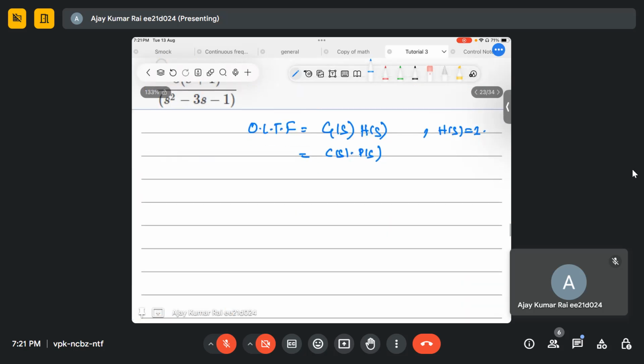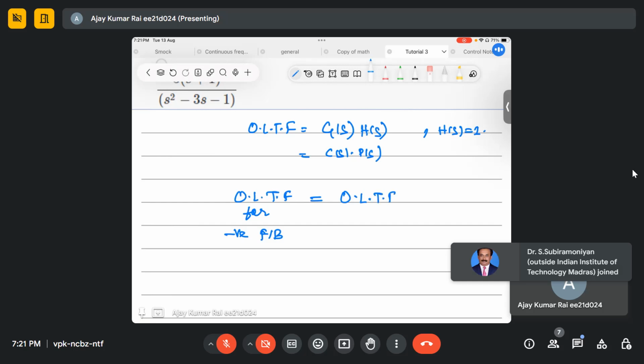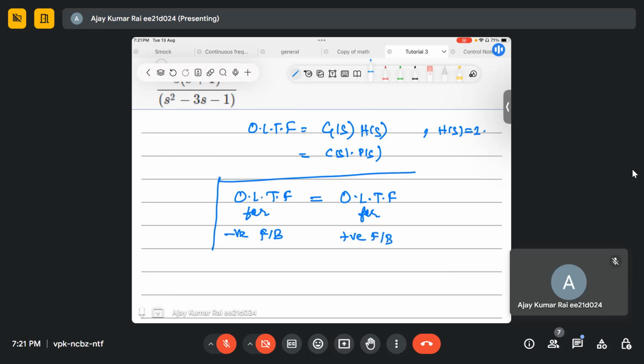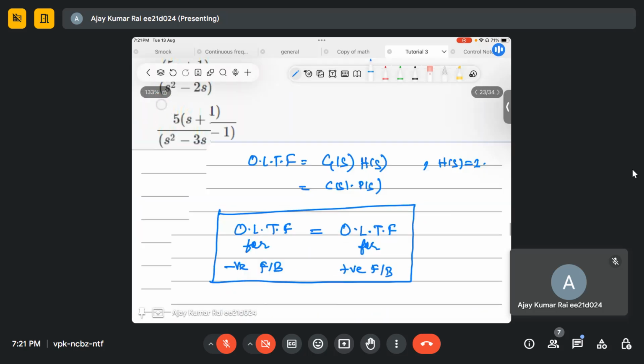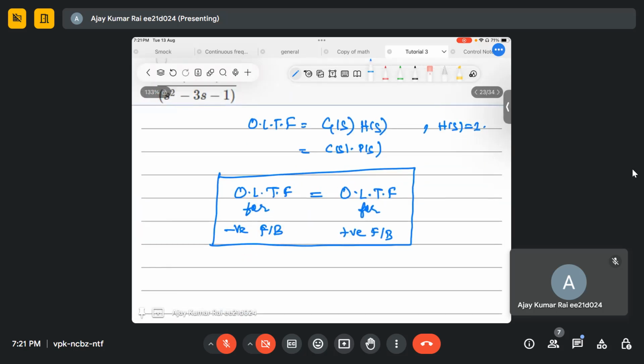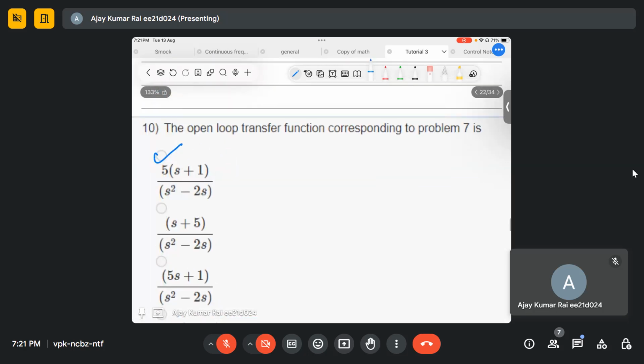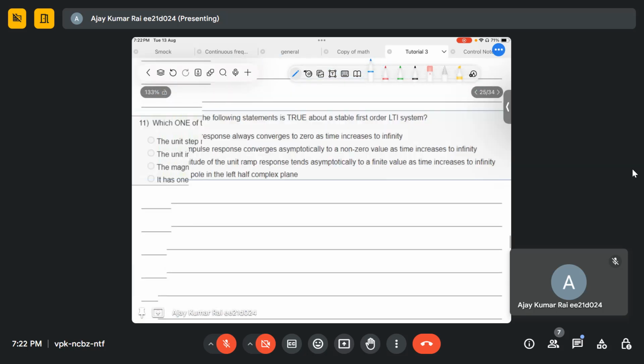I will write here: open loop transfer function for negative feedback is equal to open loop transfer function for positive feedback. Both are equal, and both are equal to G(s) H(s). That's why they are equal. Any doubt in this question? Okay, we'll go to the next question.